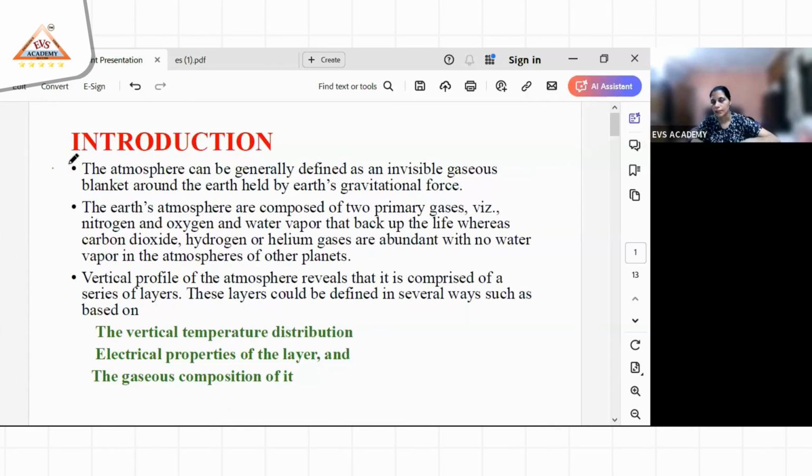Basically, in this demo class, I'm going to tell you about the structure of the atmosphere. This is one unit, the air pollution and noise pollution unit. The first portion is the structure of the atmosphere. So what is the atmosphere? The atmosphere is the invisible gases present around the earth, held to the earth by the gravitational force.